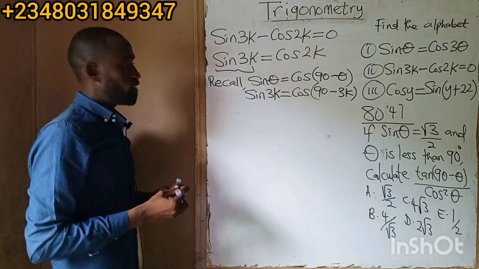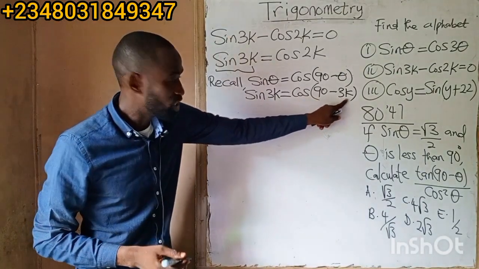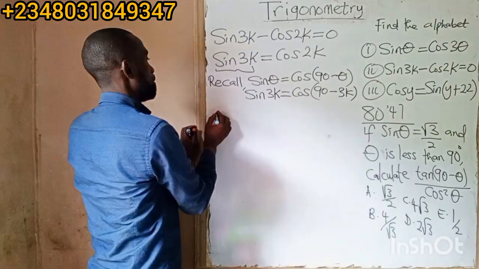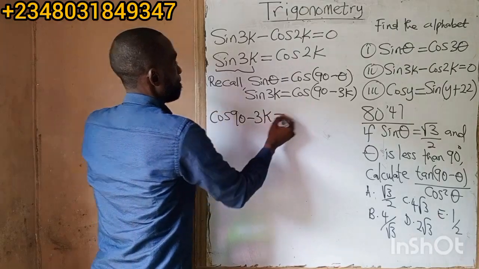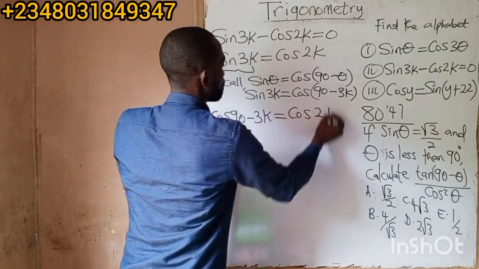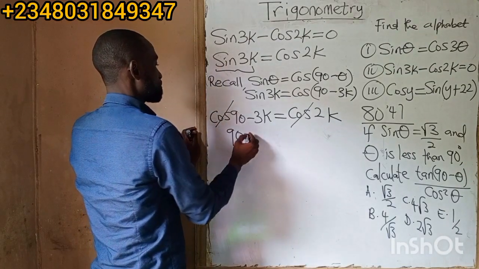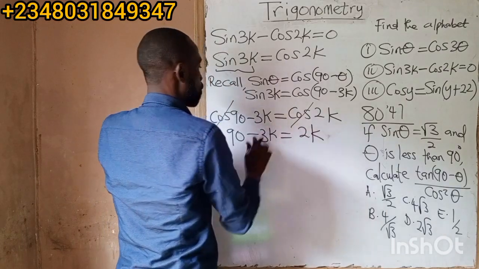Take note of that. We want to change this one to the cos of 90 minus the whole angle here, which is 3k. The angle here is 3k. So this one becomes cos of 90 minus 3k, equals cos 2k. Cos will cancel out, so we now have 90 minus 3k equals 2k.